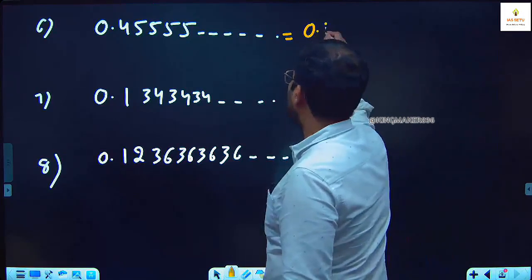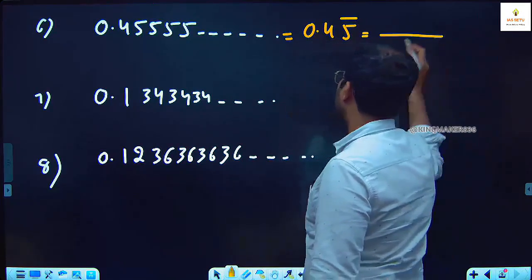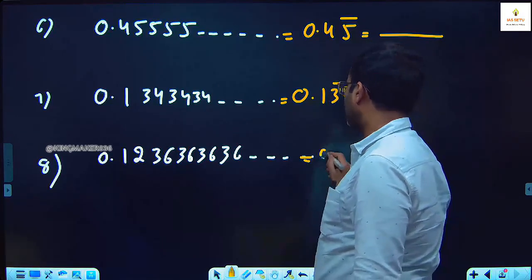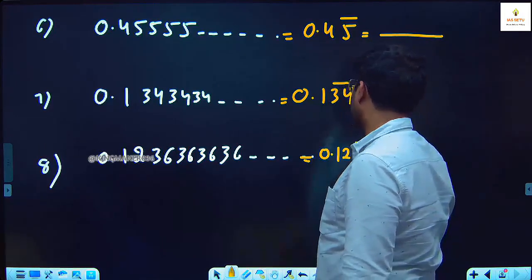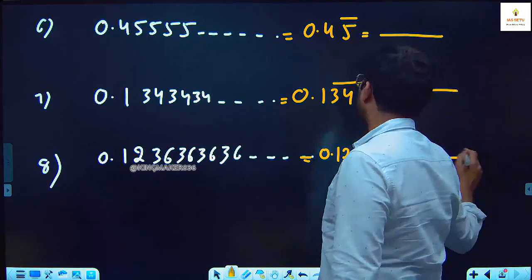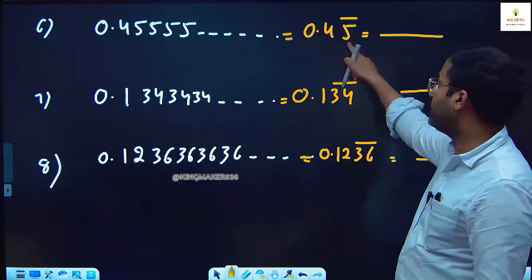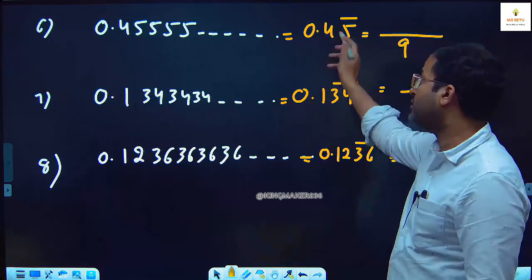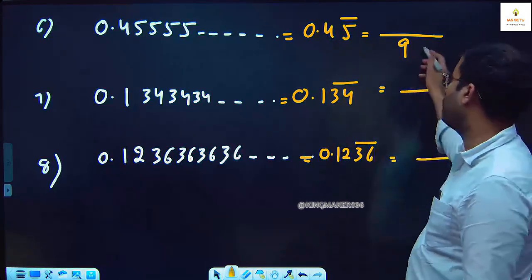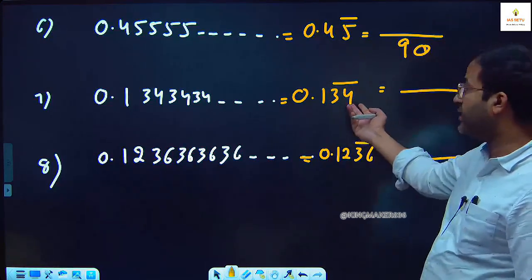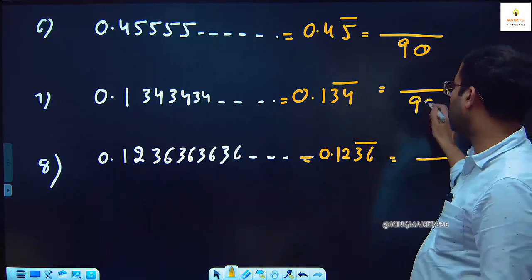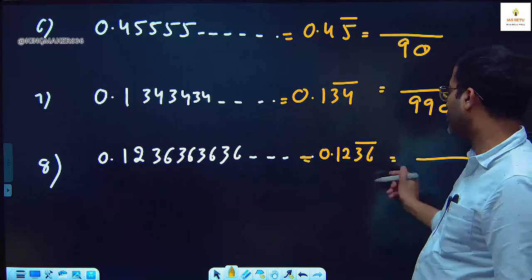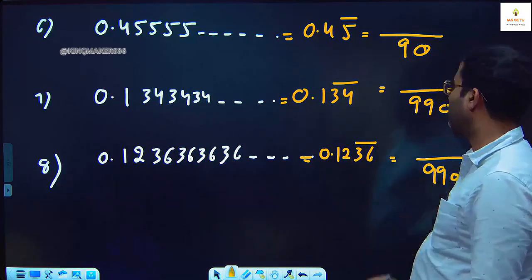Now this is 0.4 bar on 5. This is 0.1 bar on 3.4. This is 0.12 bar on 3.6. Denominator, as many 9, as many digits under the bar. After that, as many 0, as many digits between decimal and recurring part: 1 zero. As many 9, as many digits under the bar: double 9. As many 0, as many digits between decimal and recurring part: 1 zero. This is double 9, double 0.